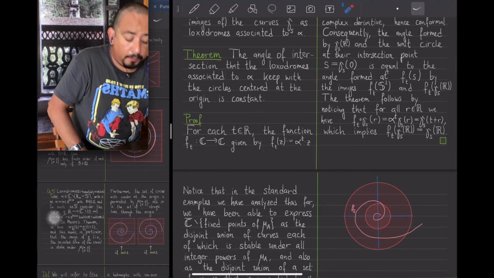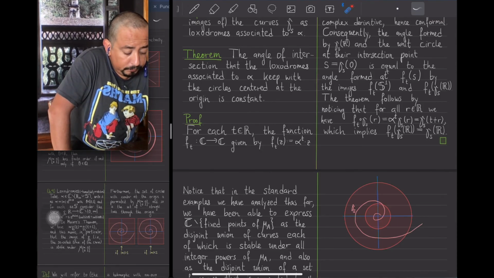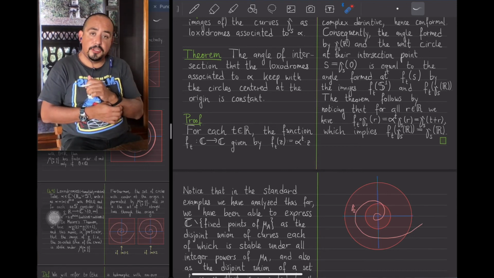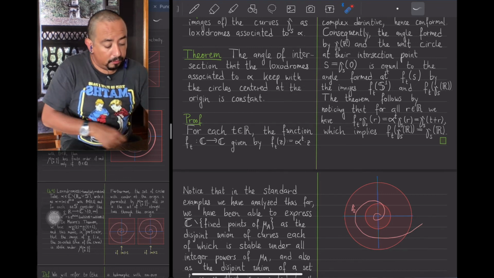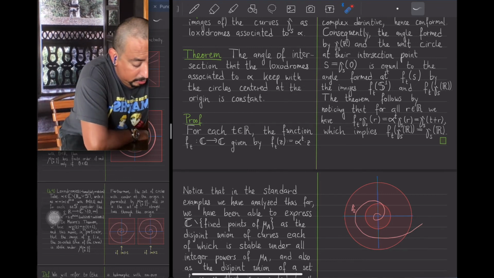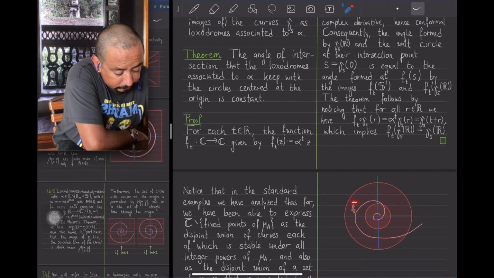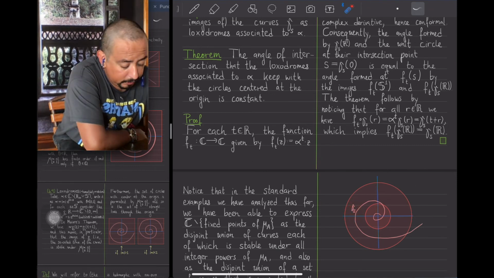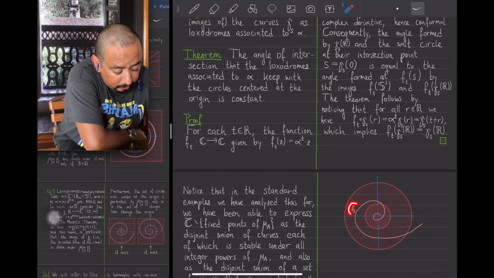Okay, so let us prove the theorem. So first, very briefly, let me describe the overall strategy of the proof. Take any loxodrome associated to alpha. Of course, there's one loxodrome associated to alpha for each value of the circle, right? As we have said. So okay.